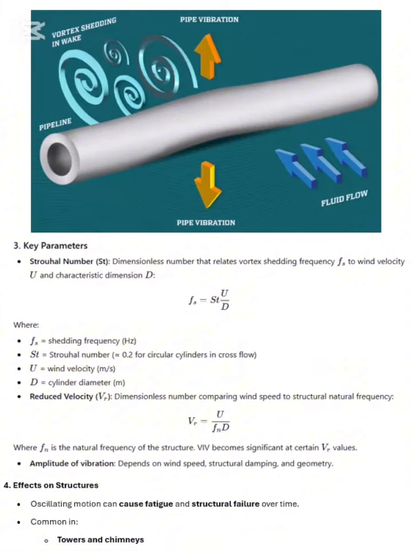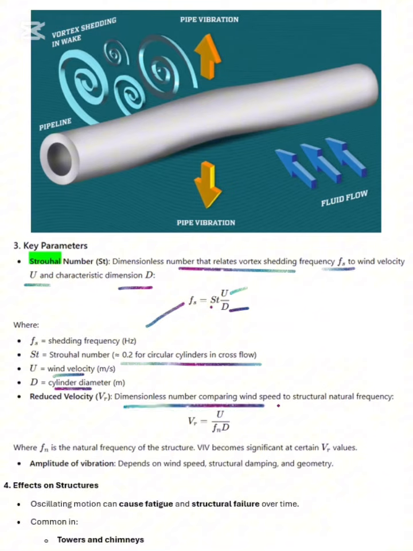So, key parameters. The Strouhal number is a dimensionless number that relates the vortex shedding frequency fs to wind velocity U and a characteristic dimension, which is the diameter. Fs is the shedding frequency, the Strouhal number is about 0.2 for a cylinder, U is the wind velocity, D is the cylinder diameter. We also have to consider the reduced velocity.